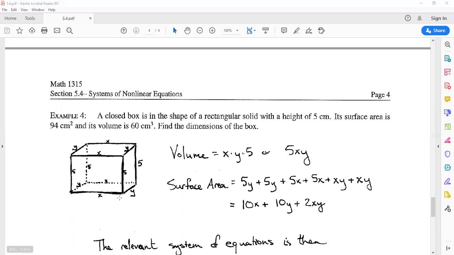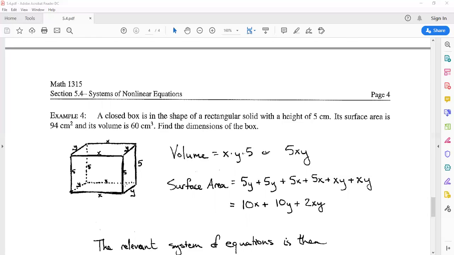And in the picture that I've drawn here, I've labeled x and y and 5 in every possible place that they occur. So we have these lines are length 5, these guys are length y, and the front and back are length x. Okay, so what do we know? Well, the volume of this box you can compute by taking the area of the base rectangle and multiplying by the height. So that gives us 5 times x times y.